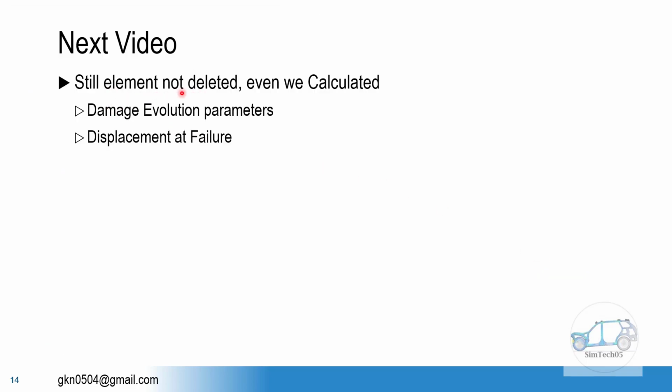In the next video we will talk a little bit more about the same parameters, like how the plastic strain and the fracture strain affect the simulation. Even if we define the damage evolution parameter and displacement at failure properly, sometimes element deletion still does not take place. The reason may be the fracture strain, boundary conditions and our plastic strain. So we will talk about that in the next video.